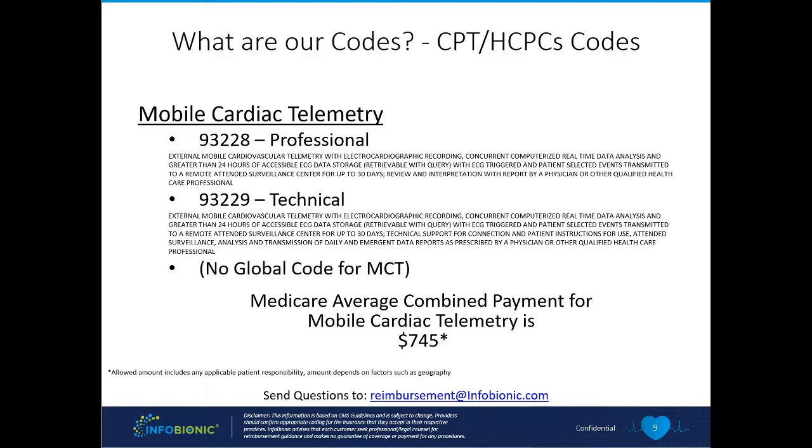As you may see, there is a major difference between coding the MCT and the other modalities. There is no global code. So if you are billing globally for MCT, you will use both the 93228 and the 93229. The physician component 93228 focuses on review and interp of daily reports. Reimbursement for that is about $26 to $27 for Medicare, depending on your geography in 2019.